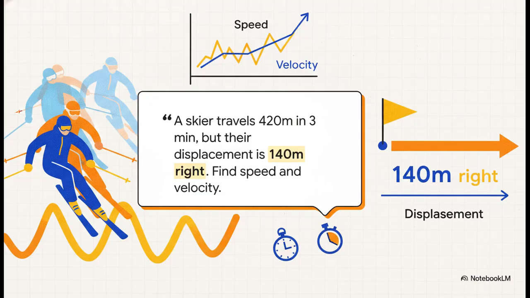A cross-country skier is moving back and forth, and they cover a total distance of 420 meters. The whole thing takes 3 minutes. But because of all that turning around, their final displacement is only 140 meters to the right of where they started. Let's find both their average speed and their average velocity.